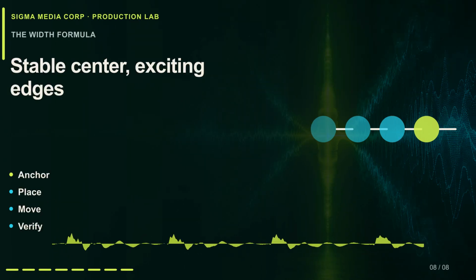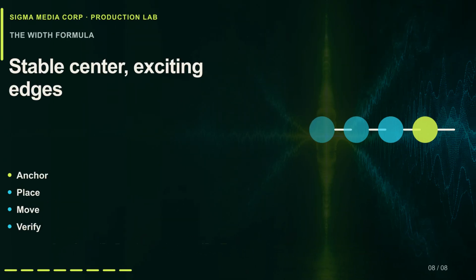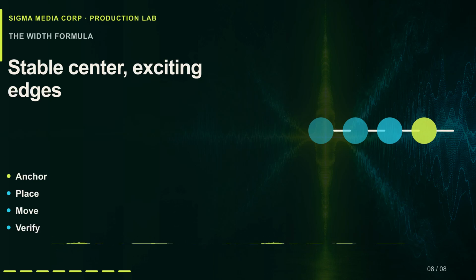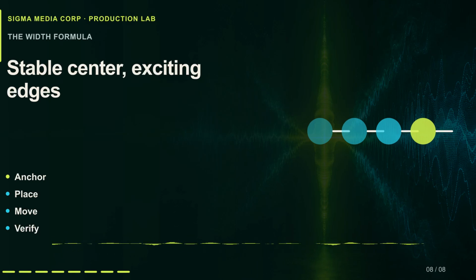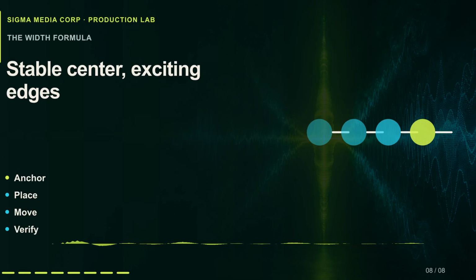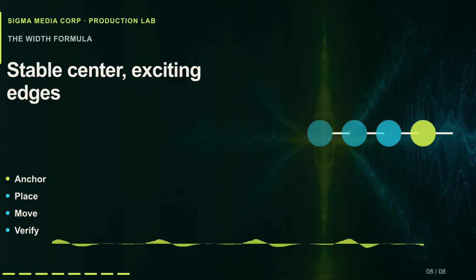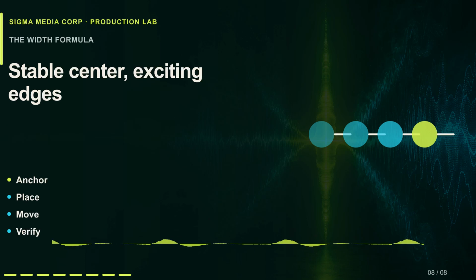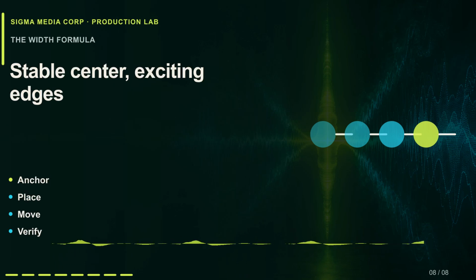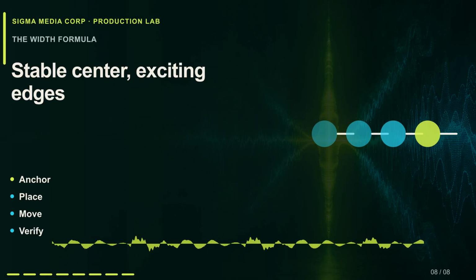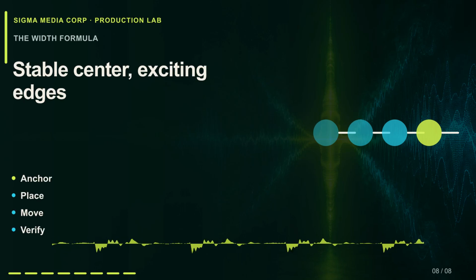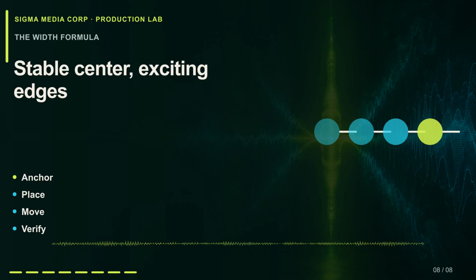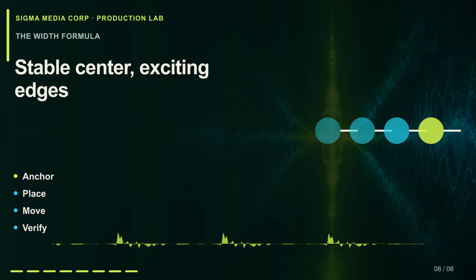The width formula is anchor, place, move, and verify. Anchor the low end, lead vocal, and core groove. Place supporting parts so each role has a readable position. Move only the detail that benefits from animation. Verify the result in mono, at low volume, and with correlation as a warning light rather than a score. This approach is less dramatic than inserting one aggressive plugin, but it gives you a mix that translates.